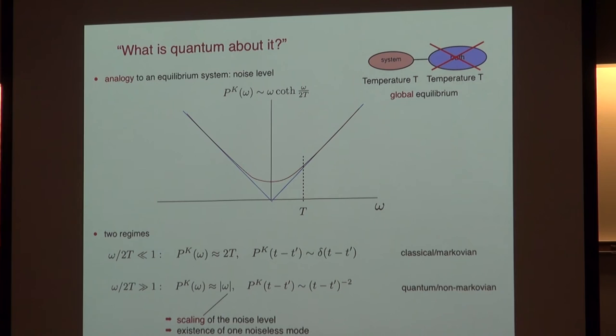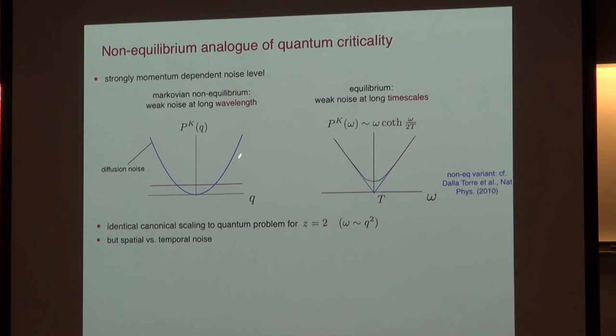And again, in a quantum problem, it's not the absence of any noise. There is one noiseless spot down here, but otherwise, as a function of frequency, of course, the system is noisy, and that's just these quantum fluctuations. So characteristic here is a scaling of the noise level, and that we also have now with our Markovian noise, with our dark state. We see there's also a scaling with momentum of the noise level.